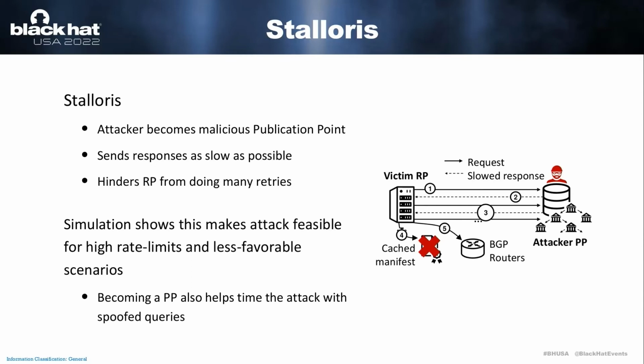What this gains us as an attacker is that it reduces the number of retries the relaying party can do against the publication point, which we do the low-rate attack against. And our simulation shows that this helps with the attack because it reduces the amount of spoofed packets you need to send in the previous attack a lot, so it becomes feasible again. Right.